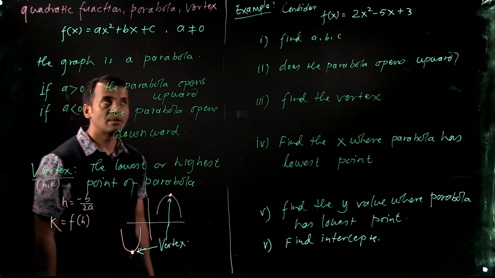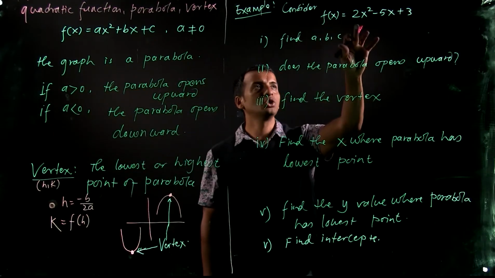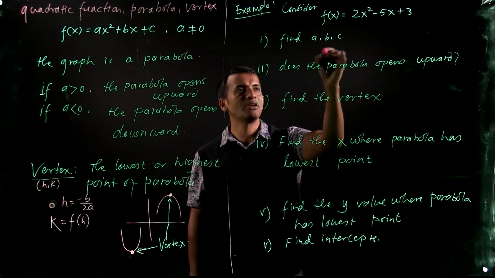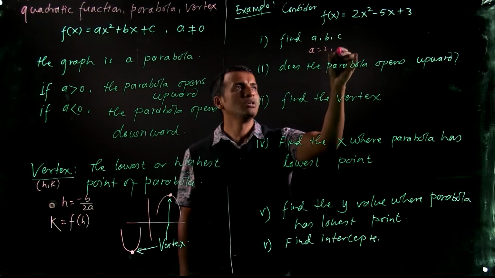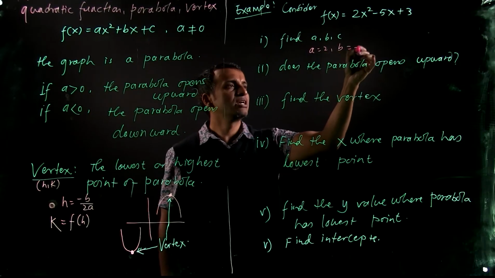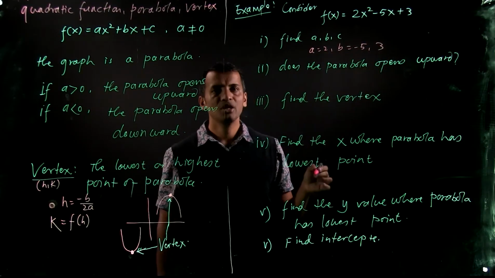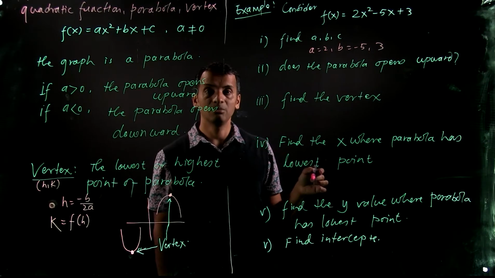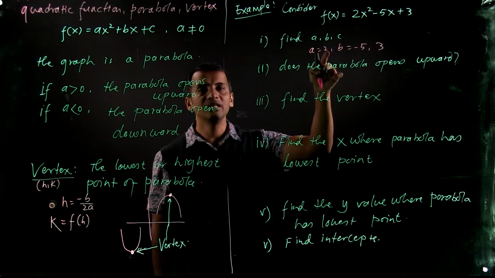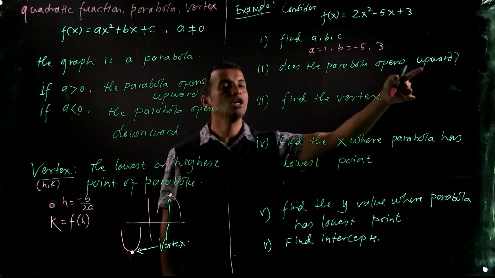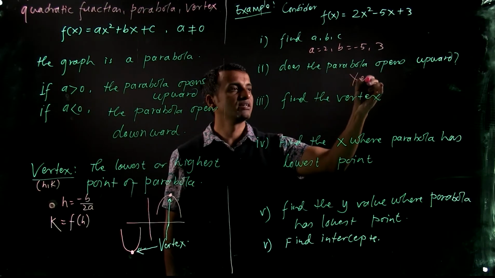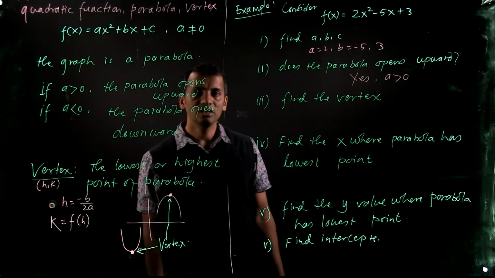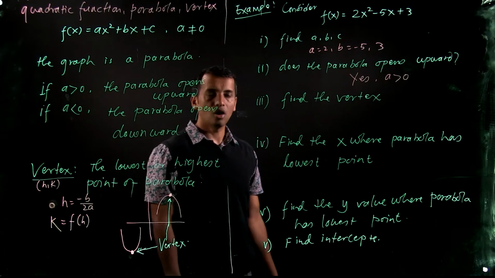Okay, so we'll see one example here. Consider the function 2x squared minus 5x plus 3. You first find a, b and c. A is 2, b is negative 5, and c is 3. Is a positive or negative? Yes, it is positive. And since a is positive, the parabola opens upward.